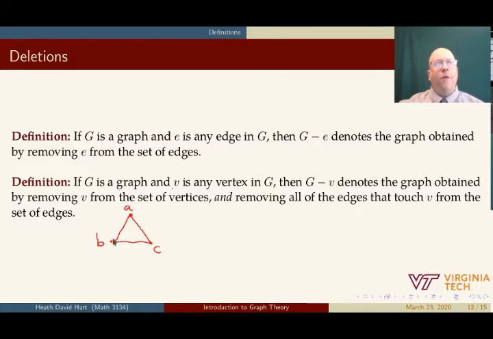For example, if this is my graph, and I want to delete vertex C, not only do I delete C, but then I have these two edges that don't have a vertex to connect to, so I have to get rid of those two edges as well. And what I'm left with, I'm not just deleting C, but I'm deleting the edges AC and BC also. I delete any edges that include C.